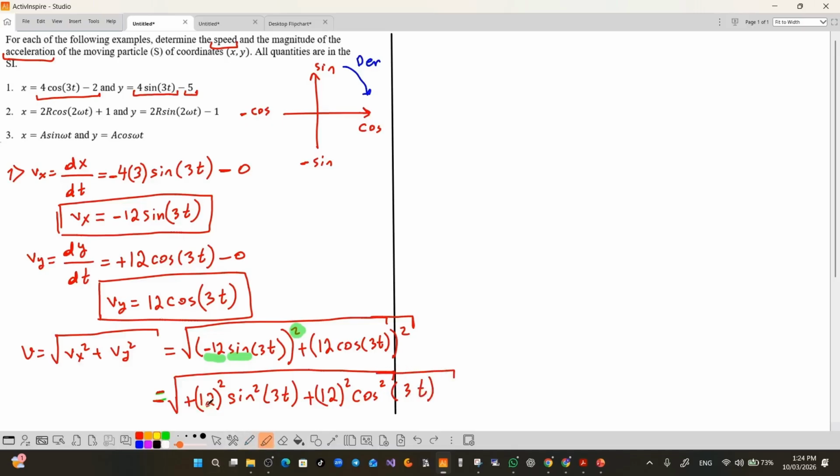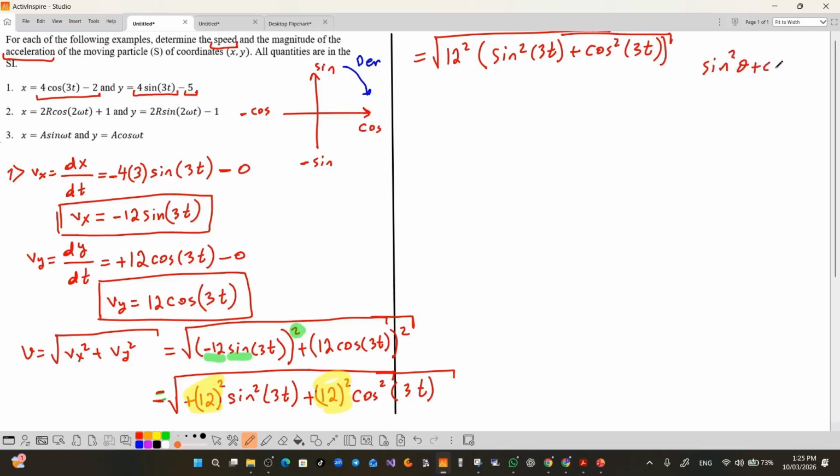Now we can just take the 12 squared as a common factor. What is left behind is sine squared 3t plus cosine squared 3t. Now we know that sine of any angle squared plus cosine of the same angle squared is equal to 1. So actually, this is equal to 1. Now, 1 multiplied by 12 squared is 12 squared, and the square will be cancelled with the square root, and the final answer will be 12 meters per second.